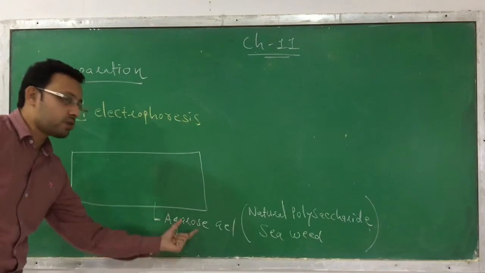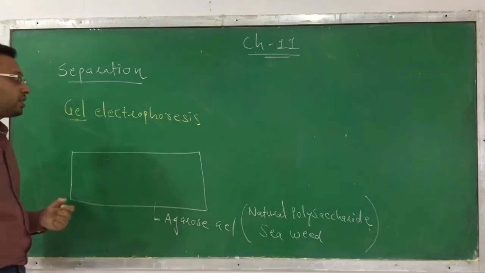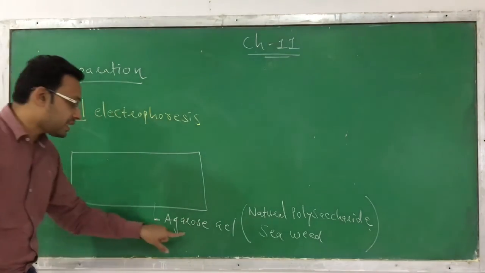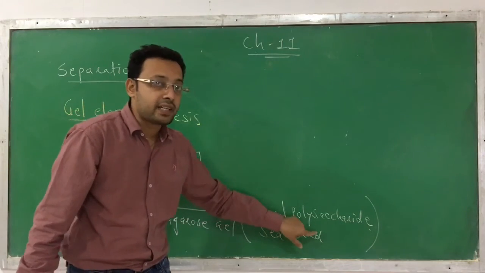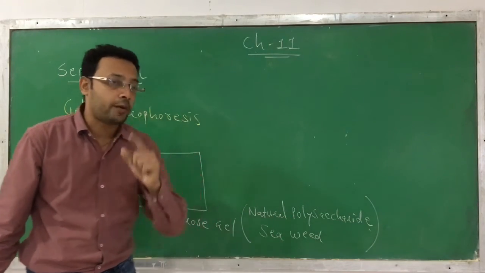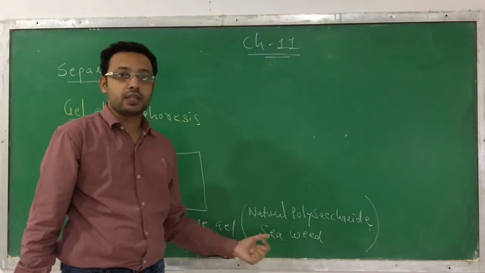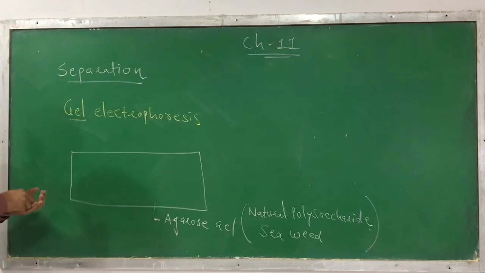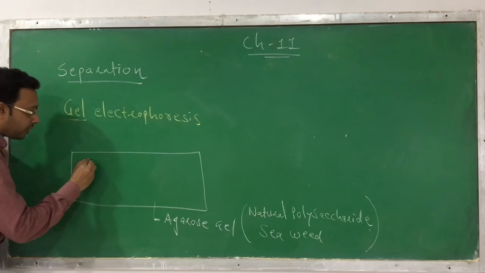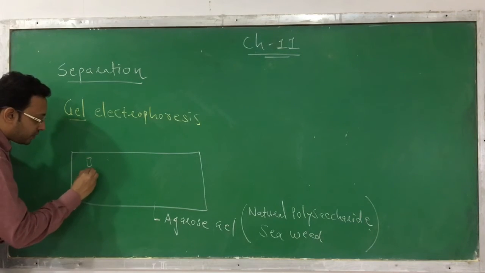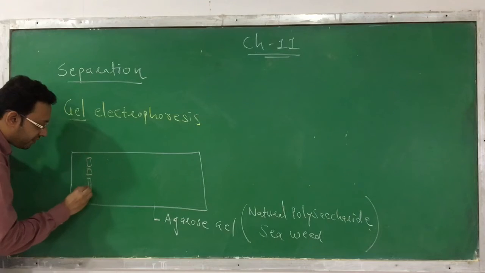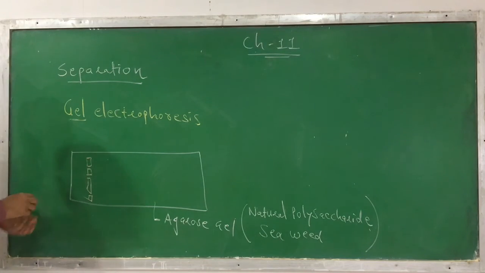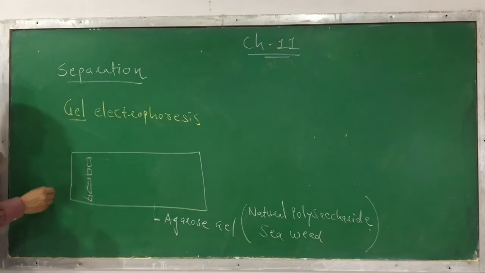Here the agarose gel is used as a stationary phase. That's why we call it gel electrophoresis. And this agarose gel is a natural polysaccharide obtained from seaweed. It is a kind of marine organism from which we obtain it. Now what happens? Whatever fragments are there, we keep these fragments over here, of different sizes. Now you know that they are the DNA fragments.